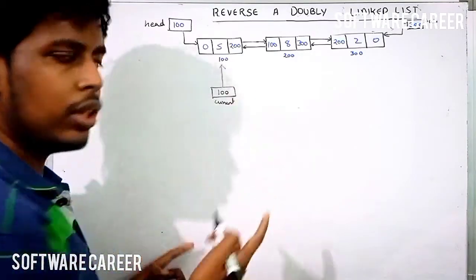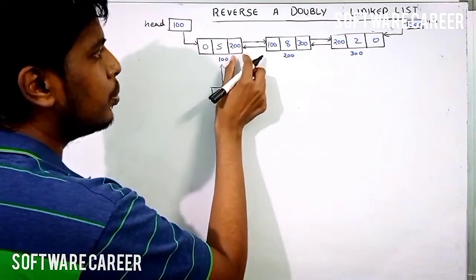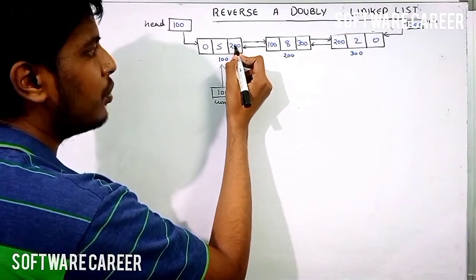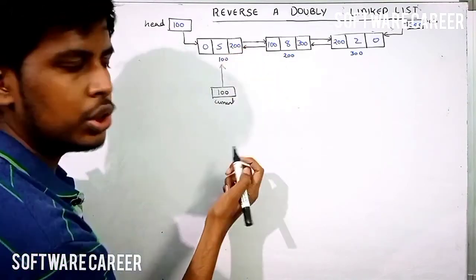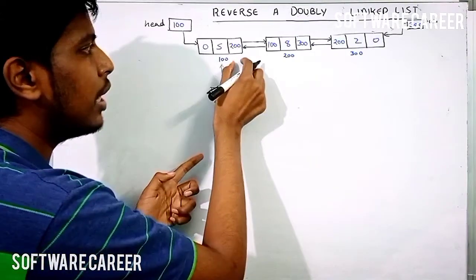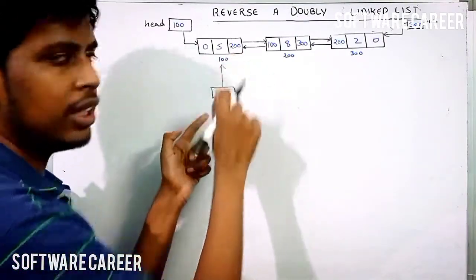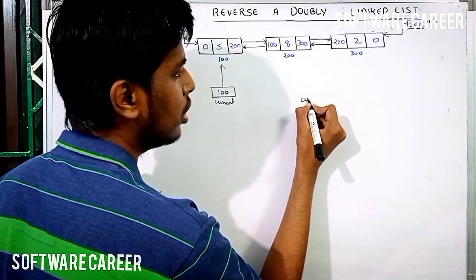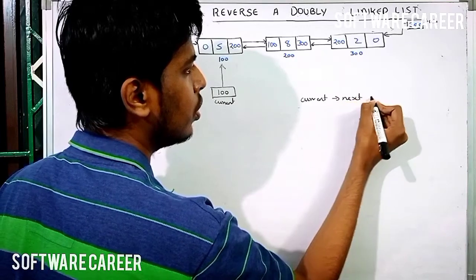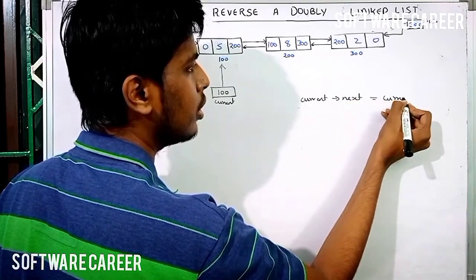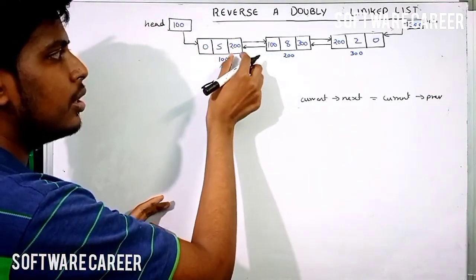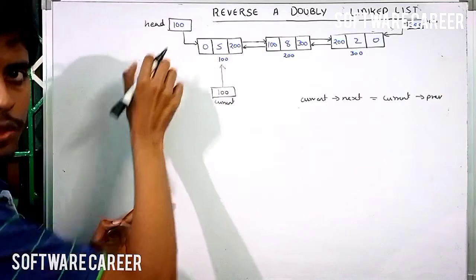Now what is the next step? In the next pointer, you should swap these pointers. How to swap? See here. After reversing, this next pointer should store the address of the previous node. So see here, I am writing the code. How can you access this next pointer? By using current next. Current next equals current previous. See here, what I did is, in this next pointer I should store the address of the previous node.